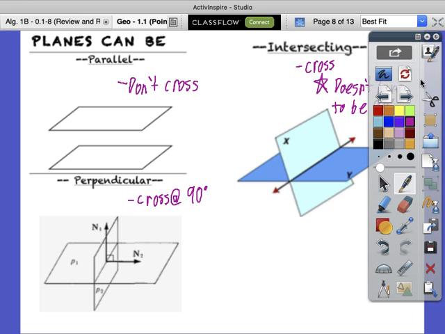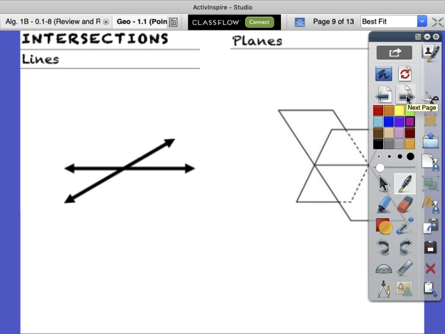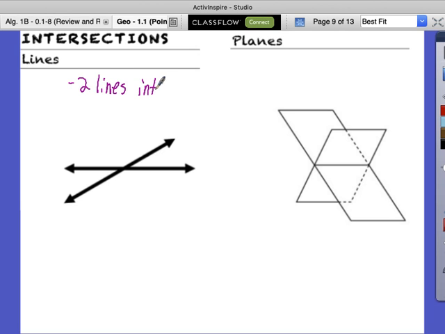Now we talked about how planes intersect. We talked about how lines intersect. Now two lines will intersect at a point. Two lines intersect at one point. Very specifically, they intersect at one spot. It's not like they intersect at two different spots. They intersect at one spot, and that would be right here. So for example, we could call this maybe point C, just because I came up with C.